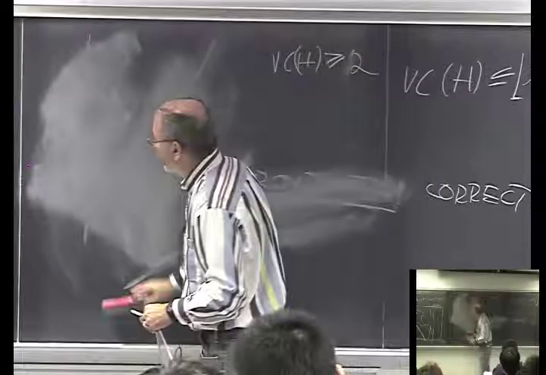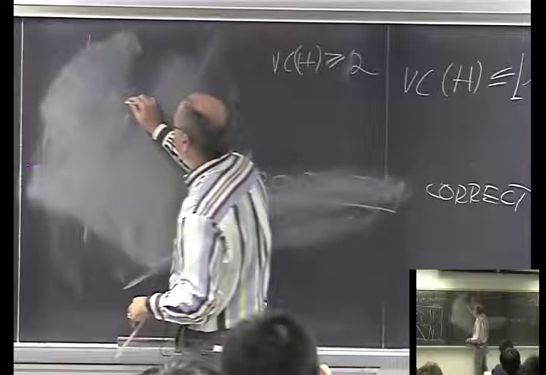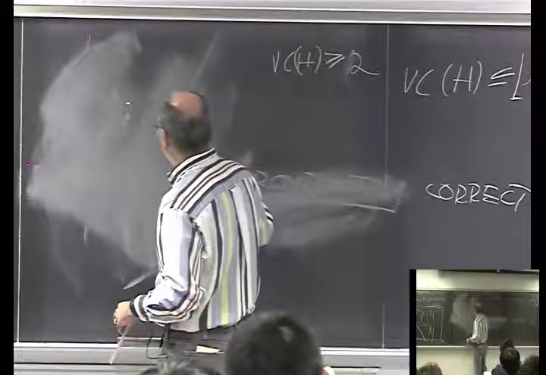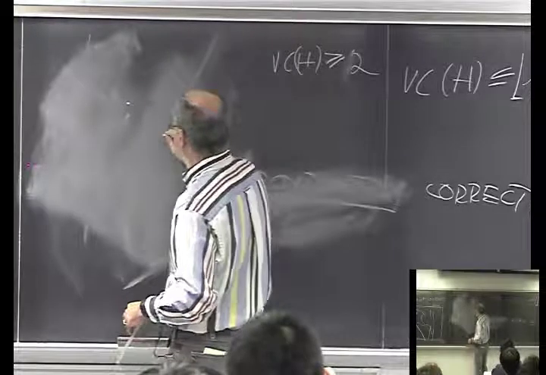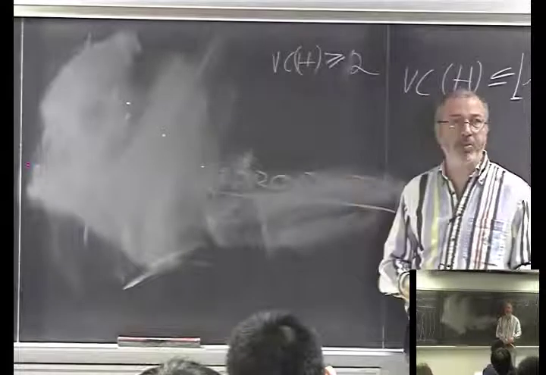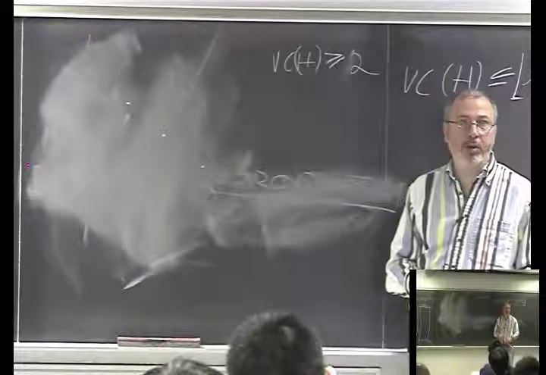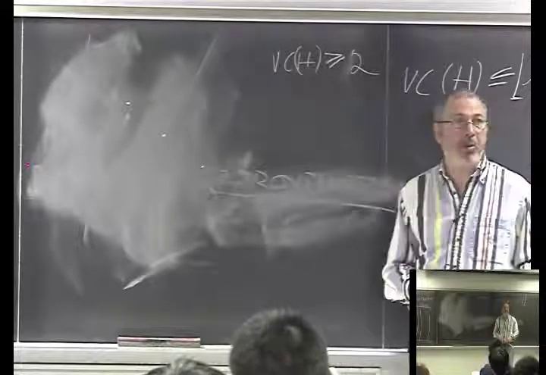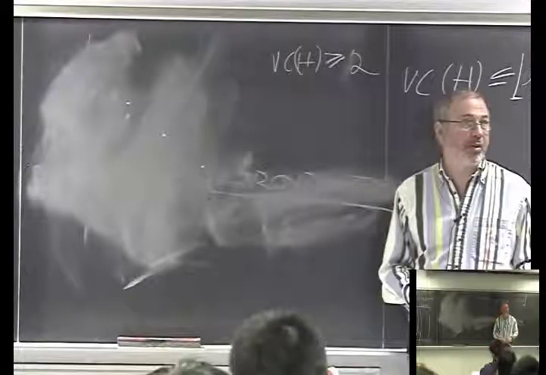What about 3? Here are 3 points. 1, 2, 3. Nice straight line. Can we shatter these 3 points using all linear separators? It's easy to classify all 3 of them as positive. It's easy to classify all 3 of them as negative.